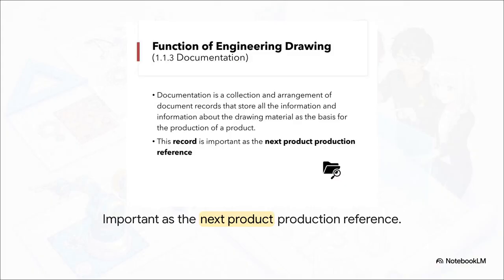And why does this matter so much? It's simple, really. These records become the essential, unchangeable reference for all future production and any subsequent iterations. Think about it. If a machine breaks down 50 years from now, engineers aren't going to just guess how to fix it. They pull the original documentation. It effectively acts as the historical memory of the entire engineering world.